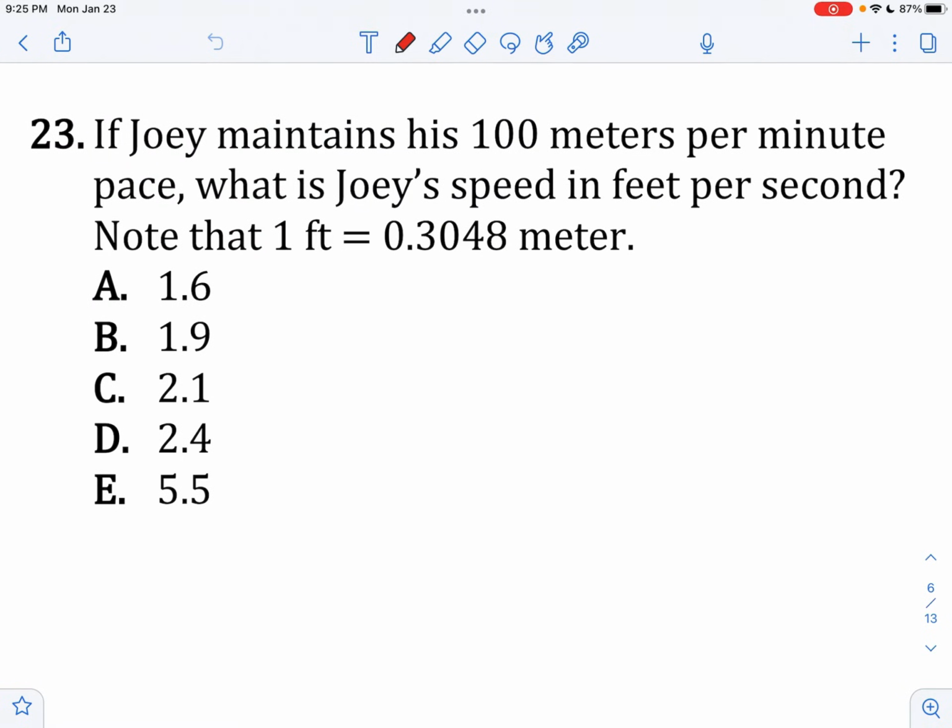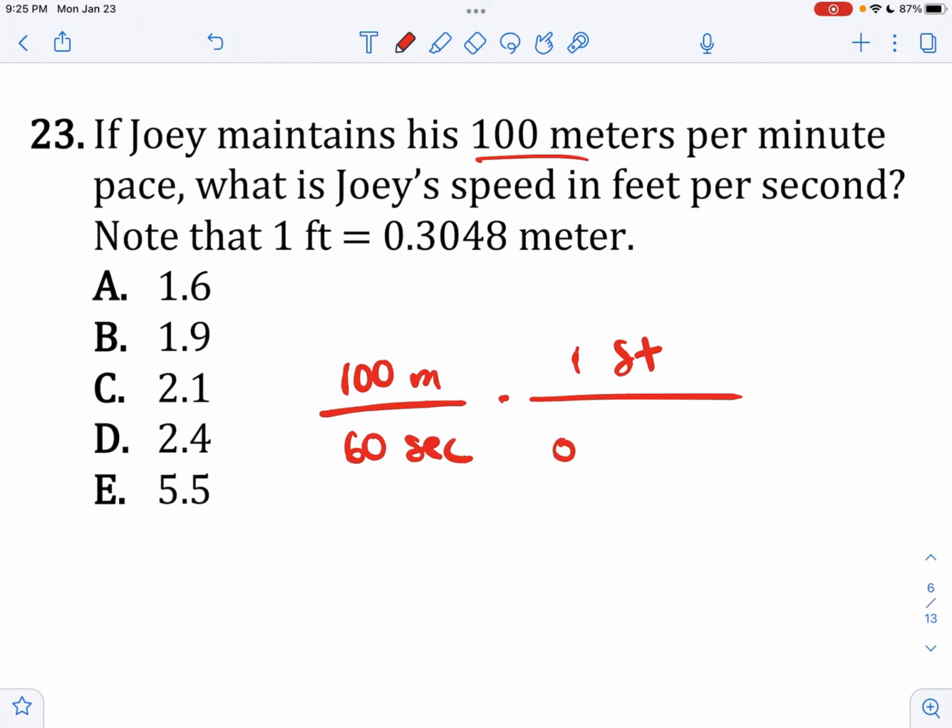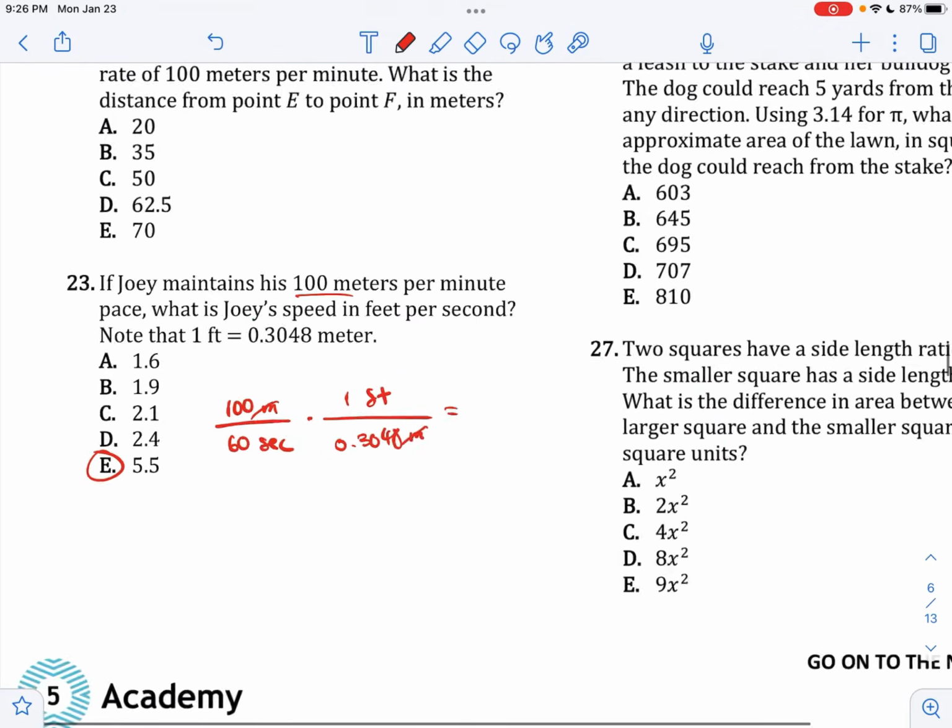If Joey maintains his 100 meters per minute pace, what is his speed in feet per second? So 100 meters every 60 seconds, okay? So we need to convert meters to feet, essentially. So I know that 1 foot has 0.3048 meters. I can do this operation, it'll cancel out my meters, so 100 divided by 60 divided by 0.3048 gives me 5.46, which is this.